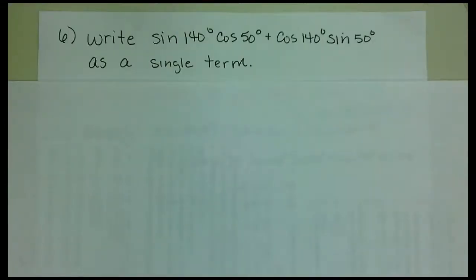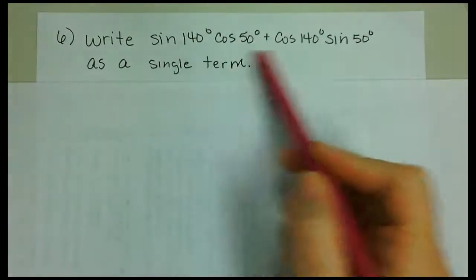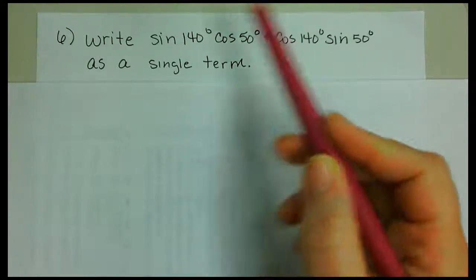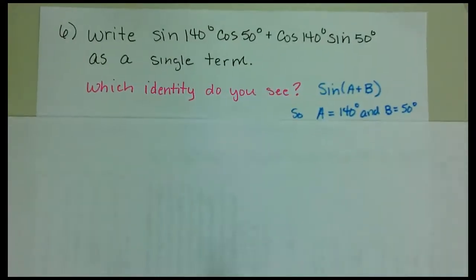And finally, question 6. This one says write sine of 140 degrees, cosine of 50 degrees, plus cosine of 140 degrees, sine of 50 degrees as a single term. What that means is take this and apply it to the rules and figure out what the left-hand side was. So which identity should you use?